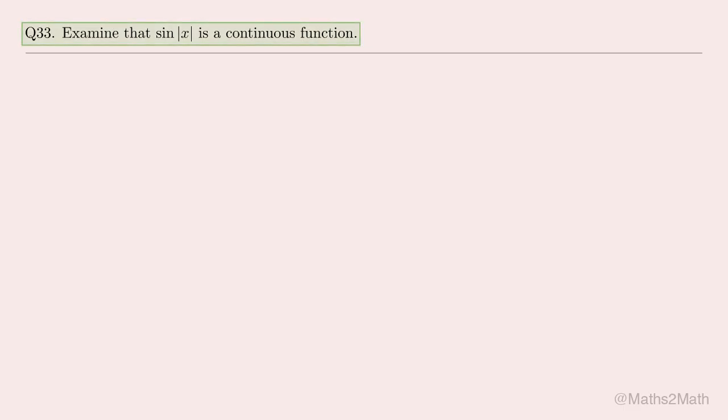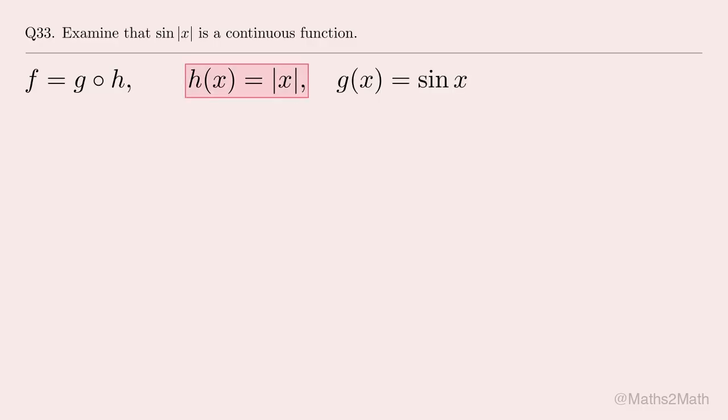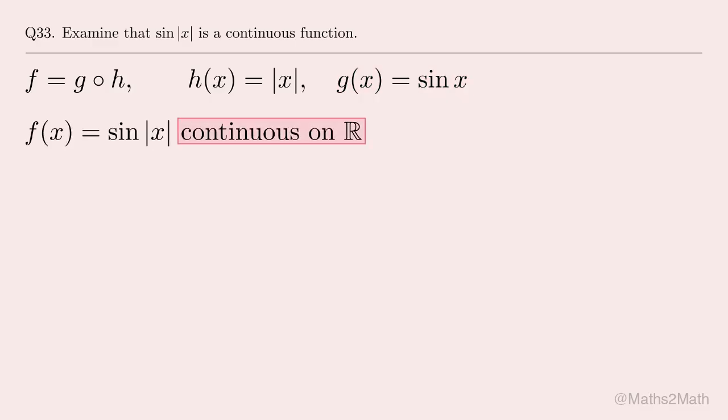Question 33. Sine of the modulus of x, the same composition idea with the layers swapped. Modulus inside, sine outside. Write f as g composed with h, where h is the modulus and g is the sine. Both layers are continuous on R, so the composition sine of modulus x is continuous everywhere.